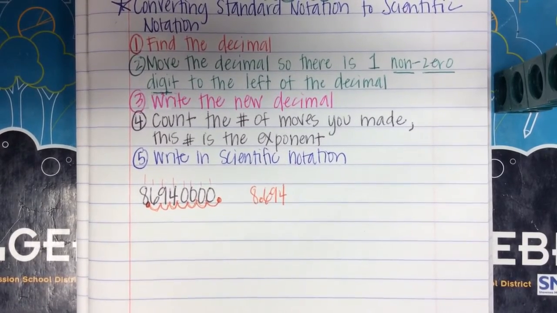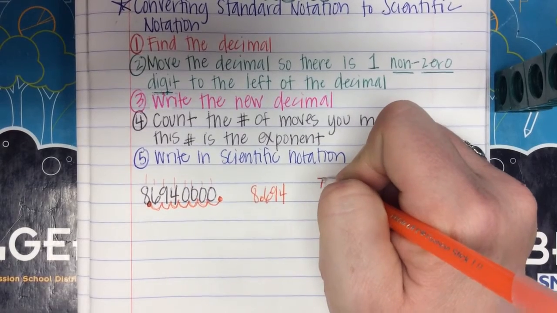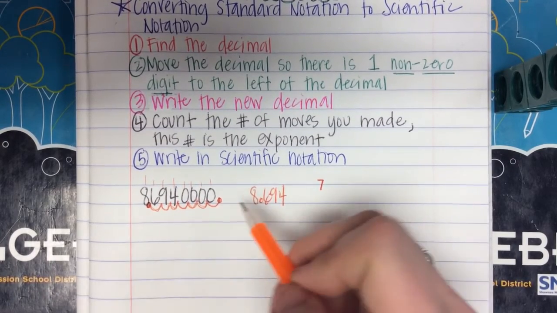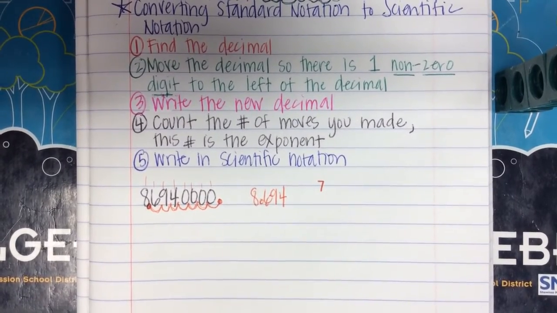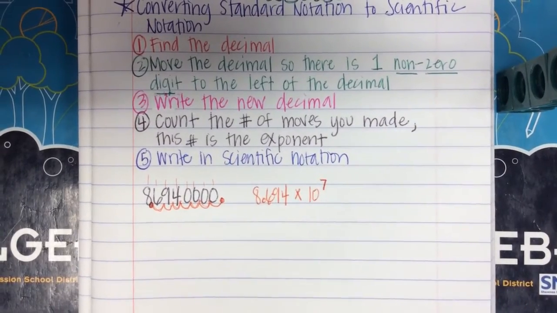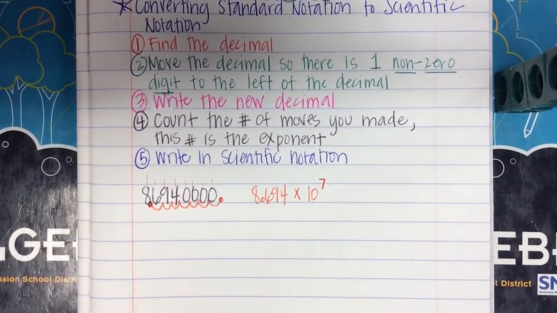Carson, is it positive 7 or negative 7? Why positive 7? Because it's a big number. Nope, because the exponent goes on your 10. It tells you how many times you move your decimal. Moving your decimal one place is like multiplying or dividing by 10. Times 10. 8.694 times 10 to the 7th power.